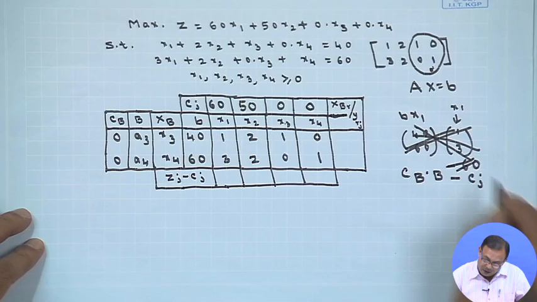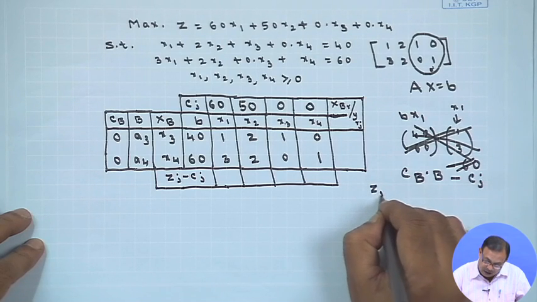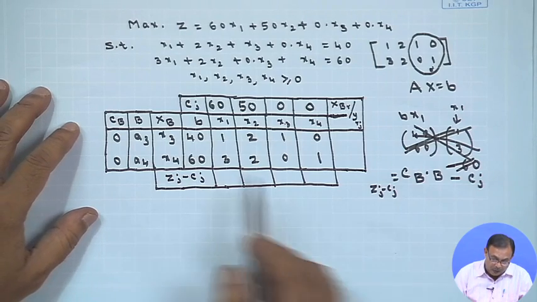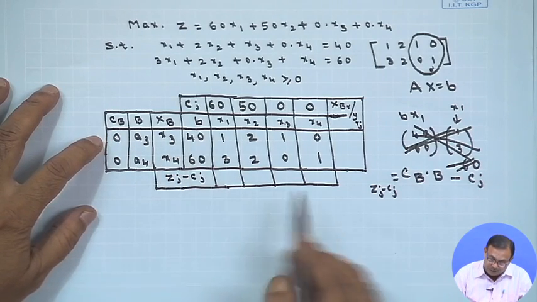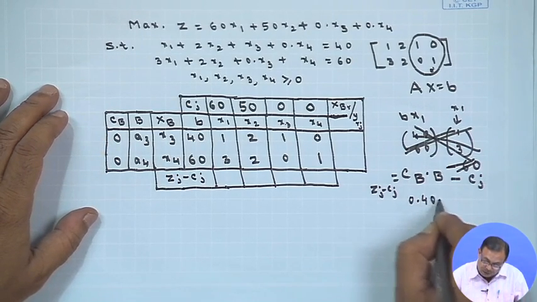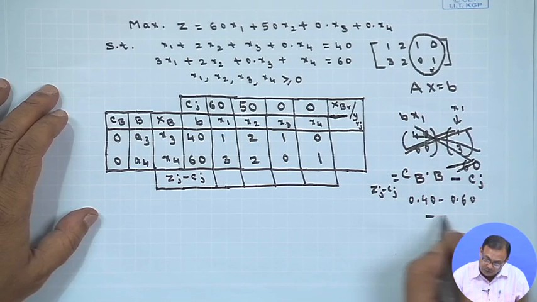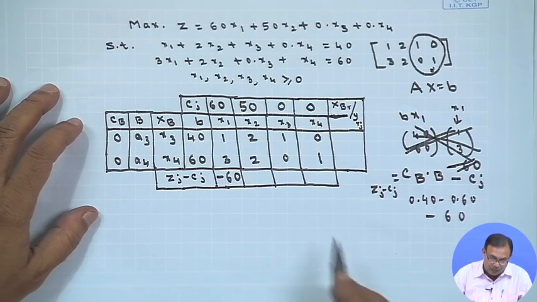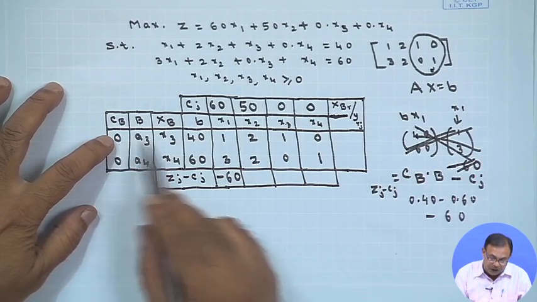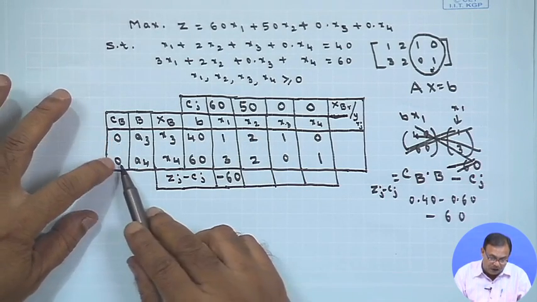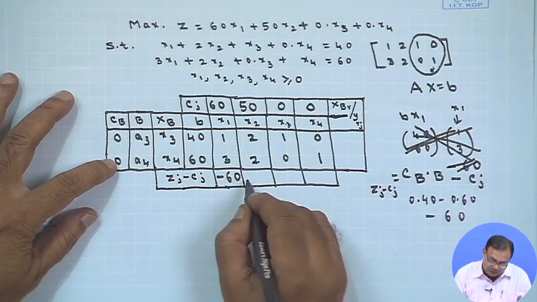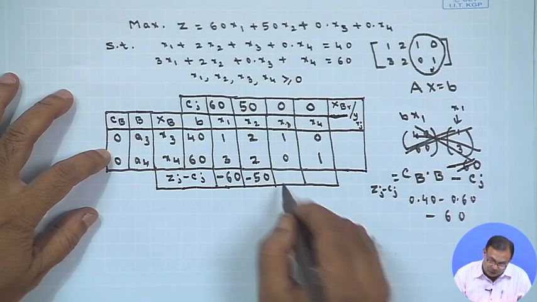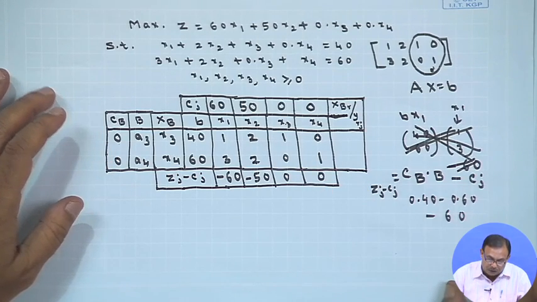Your zj minus Cj is this one, Cb into B minus Cj, that is 0 into 40, 0 into 40 minus 0 into 60 minus 60. So, the value here becomes minus 60. Similarly, for this case 0 into this value 2 plus 0 into this value 2 minus 50. So, it will be minus 50. Since both are 0 here, so it will be 0 and this will be 0.